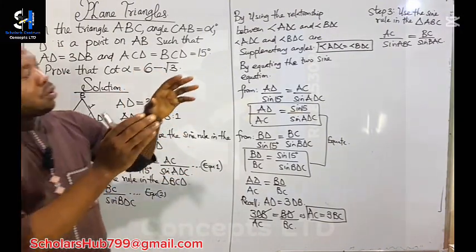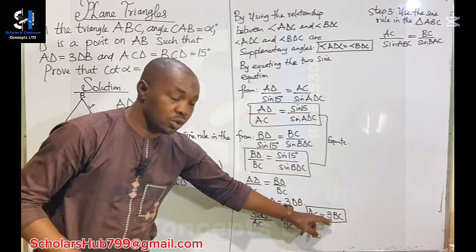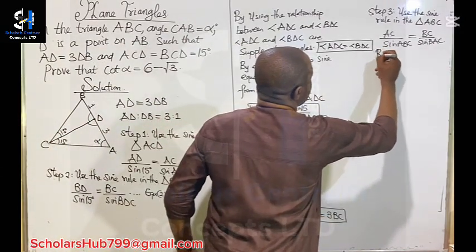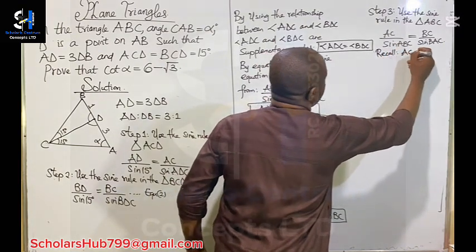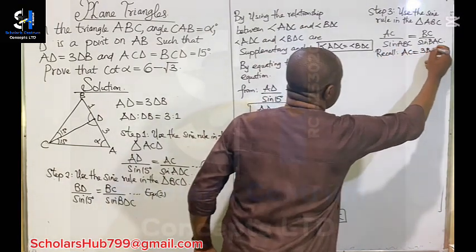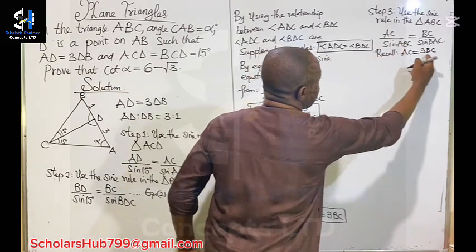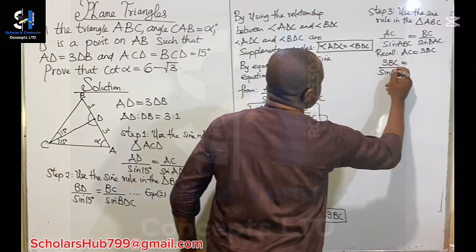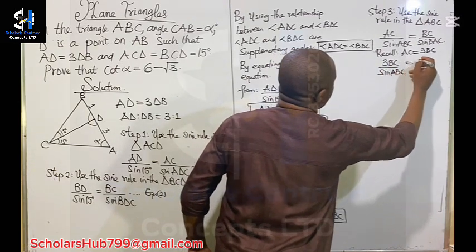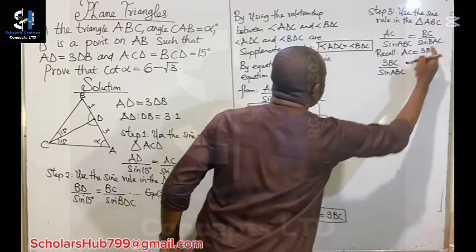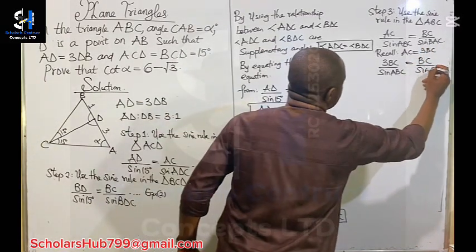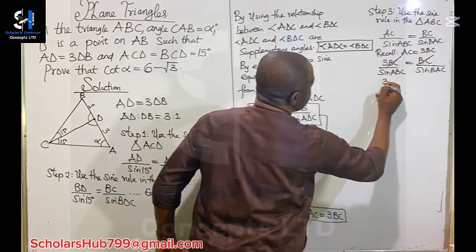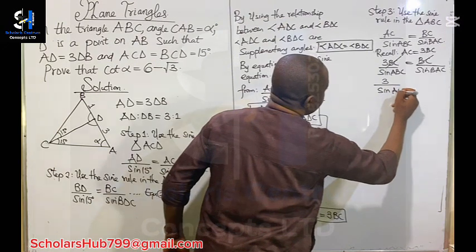So now we know that AC equals 3BC. Let me use recall. We have AC equals 3BC, so I'm going to write AC as 3BC. We have 3BC over sine ABC equals BC over sine BAC. Now this will cancel out, and it reduces to 3 over sine ABC.